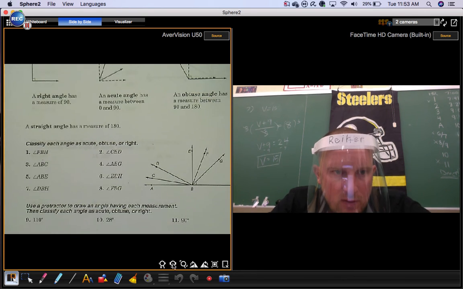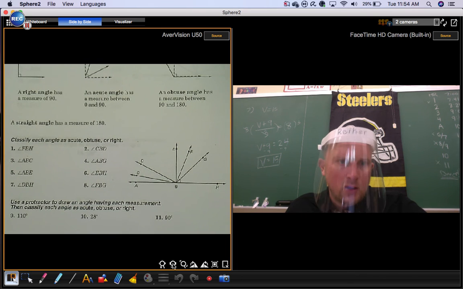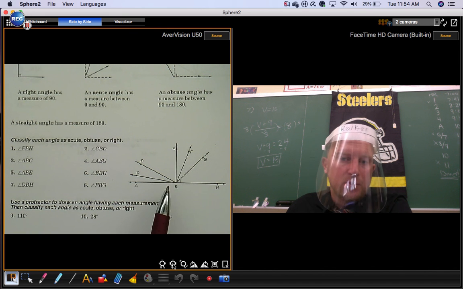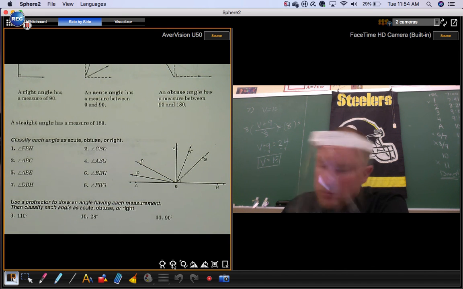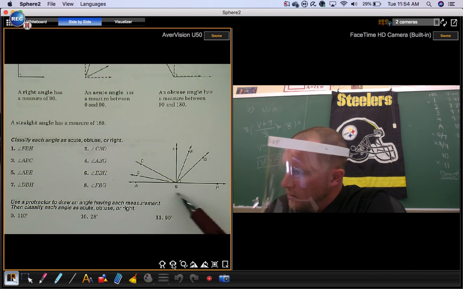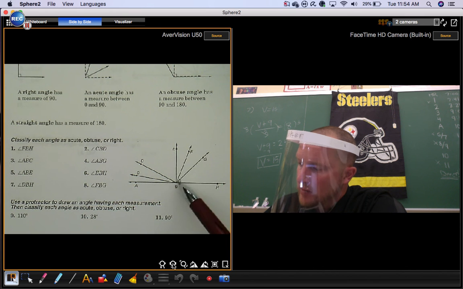We'll zoom out here for a sec. That's a little better. We're going to look at each of these angles and we're going to classify them. So we need this diagram. Angle FBH, so we're going to trace that with our finger or our pencil. Angle FBH would fit inside of a right angle.